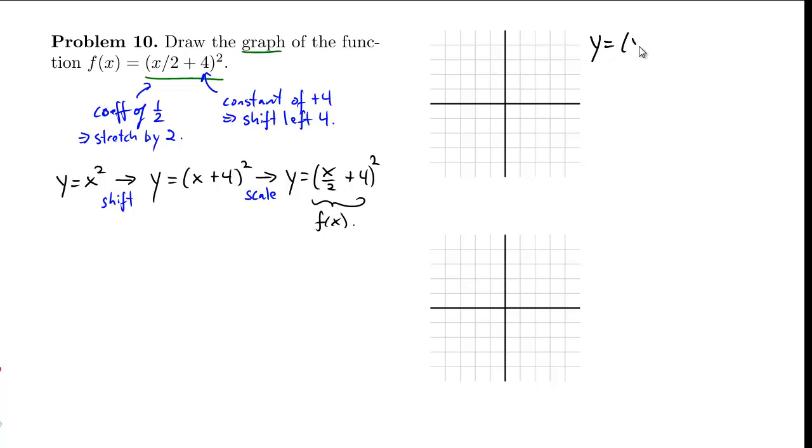We know what y equals x squared looks like, so let's shift it to the left by 4 and draw y equals x plus 4 all squared. Finally, we can take this graph for y equals x plus 4 all squared, and we can draw f of x by scaling it horizontally by a factor of 2.